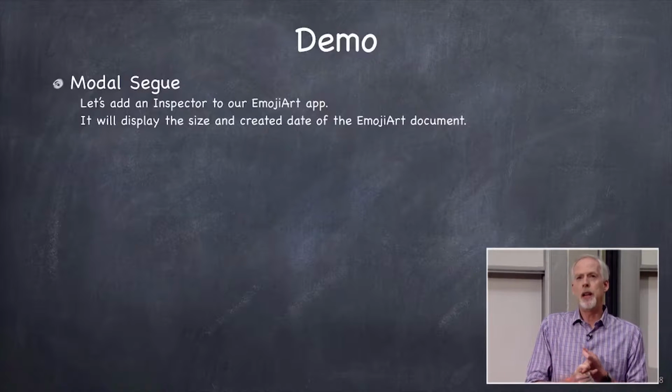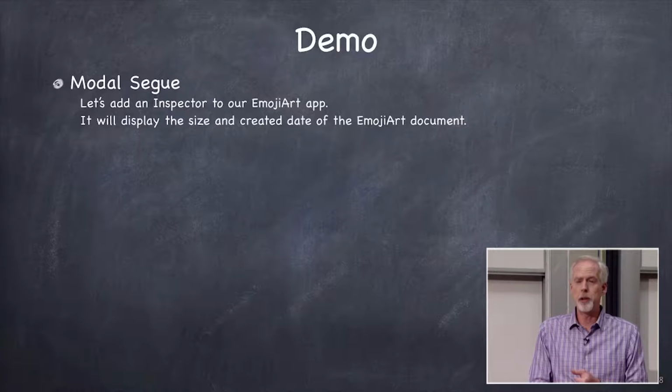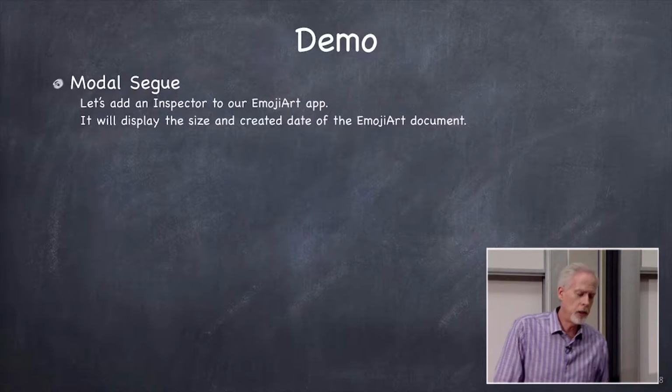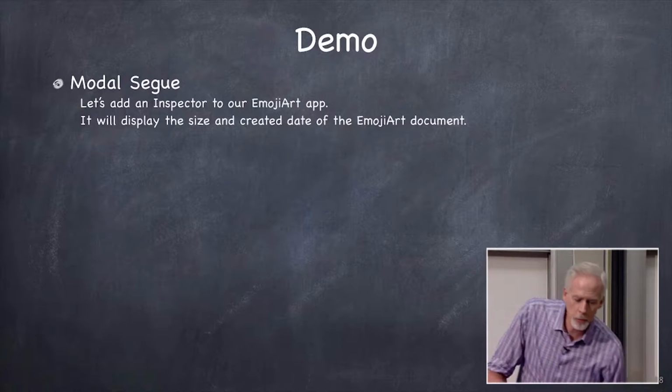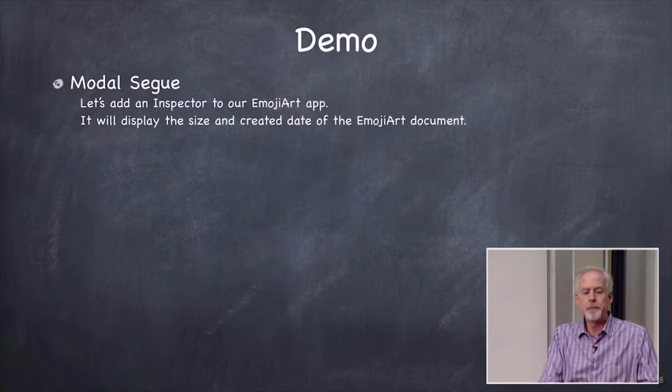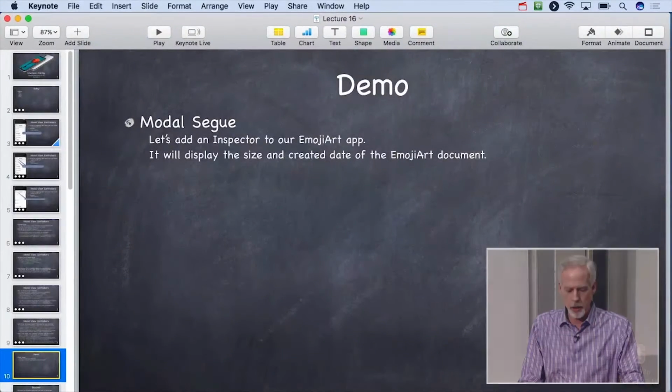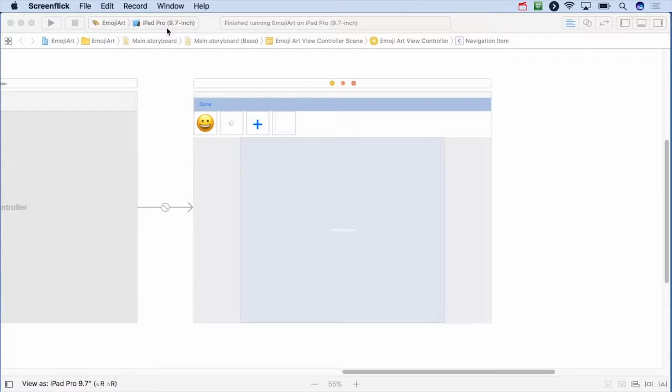I'll probably throw the thumbnail image into the inspector as well, just so I can show you a little bit of what we can do with constraints in code, because I have a little more to show you about constraints. So let's hop on over here. Here is emoji art, exactly as we left it last time. This is our emoji art document view controller here, emoji art view controller.